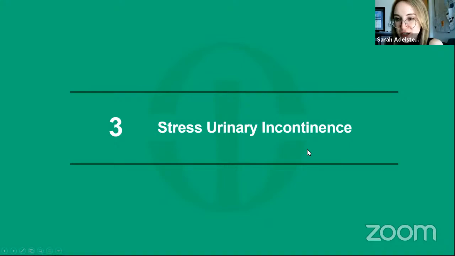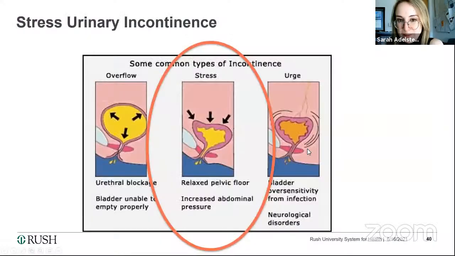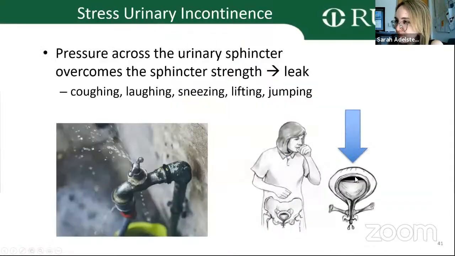Now we're going to switch gears and talk about stress urinary incontinence. Stress urinary incontinence is the kind of leakage that happens when the pelvic floor has become weak. So anything that increases abdominal pressure from above the bladder can cause an accident. The urinary sphincter is the control muscle. It's sort of like a valve, all right? And so when coughing, laughing, sneezing, jumping, these things overcome that valve because the valve is weak and cause an accident, that's stress incontinence, okay?